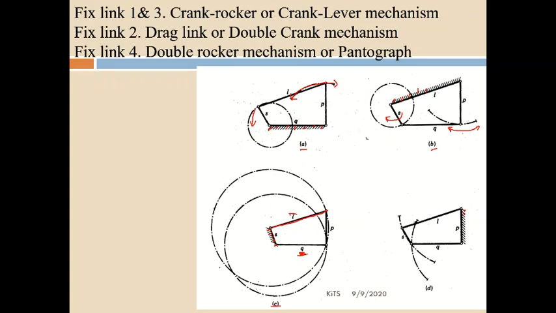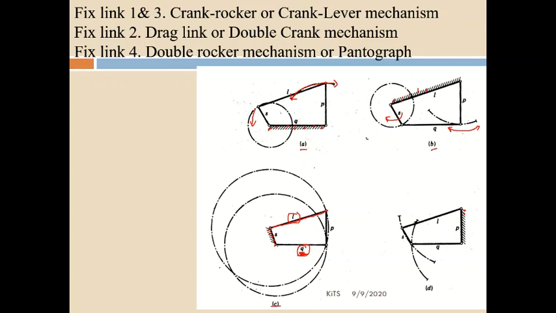L will act as one crank. Q will also act as another crank. Lever means it will have oscillating motion. Crank means it will have rotary motion. Okay? Lever will have oscillatory motion. Crank will have rotary motion.